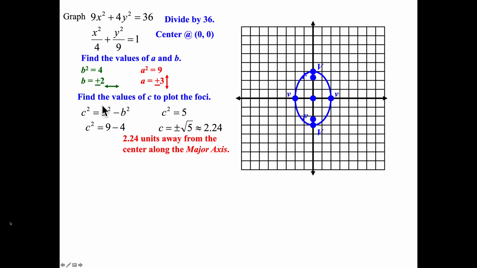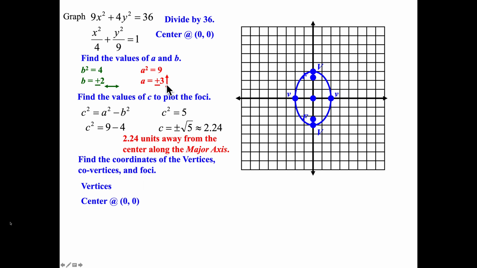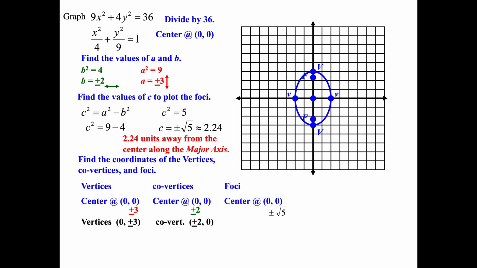And again, as we did earlier, you can find the coordinates of the vertices, co-vertices, and foci without graphing. Just start with the center, add the 3 and subtract the 3 to the y-coordinate of 0. Co-vertices, add and subtract the 2 to the x-coordinate of the center. And add and subtract the plus or minus square root of 5 to the y-coordinate, always the same as the major vertices, because the foci, again, are on the major axis. So there's our examples with our center at 0, 0.